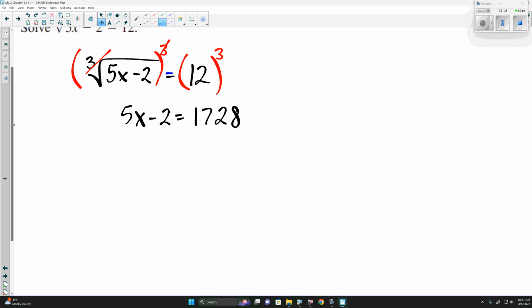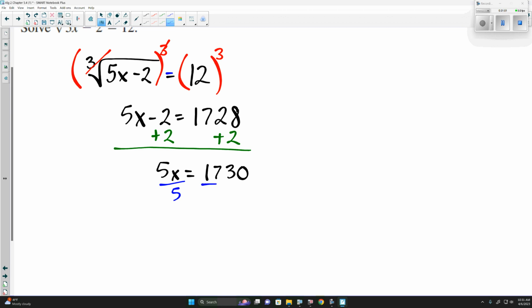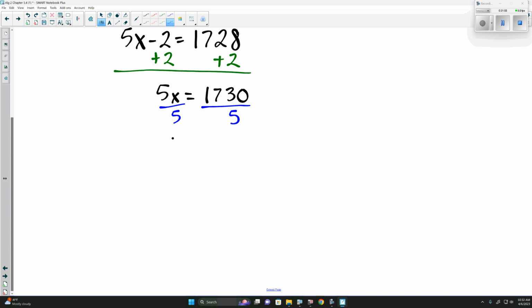Now again, step 3 is still waiting to be used. It won't come into effect till next week. But our next step is to solve. So we just need to solve this for x. We can add 2 to both sides, which tells us 5x is equal to 1,730. Last but not least, we would divide by 5.